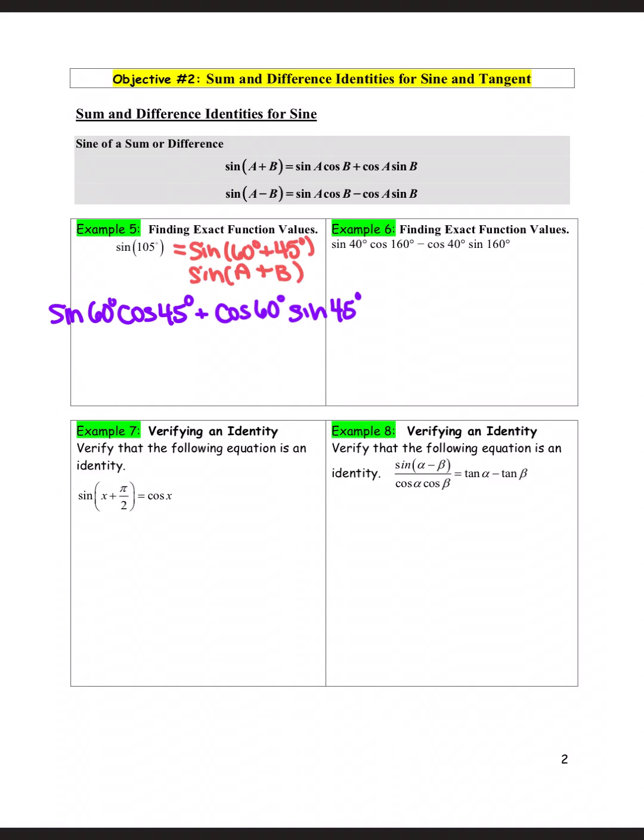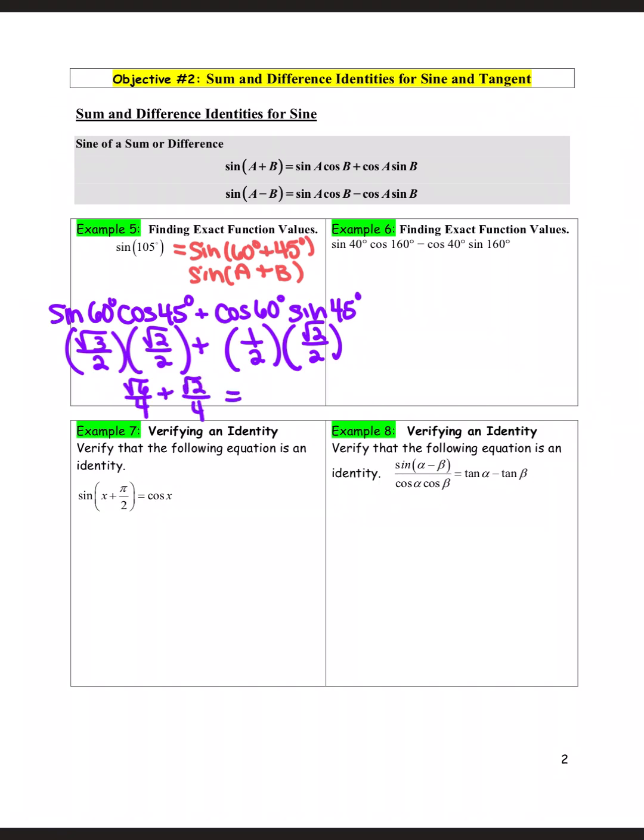So we know sine of 60 is square root of 3 over 2. Cosine of 45 is square root of 2 over 2. Plus cosine of 60 is 1/2. Times sine of 45 is square root of 2 over 2. So we have square root of 6 over 4 plus square root of 2 over 4. So we can write this all as square root of 6 plus square root of 2 all over 4.